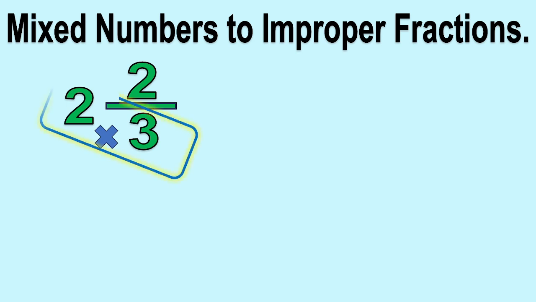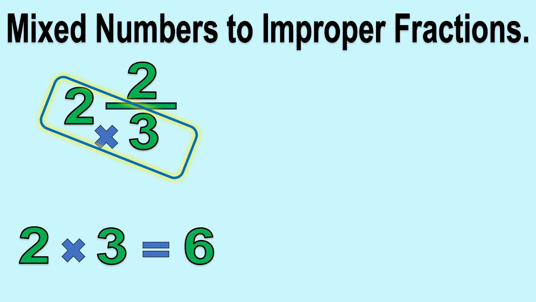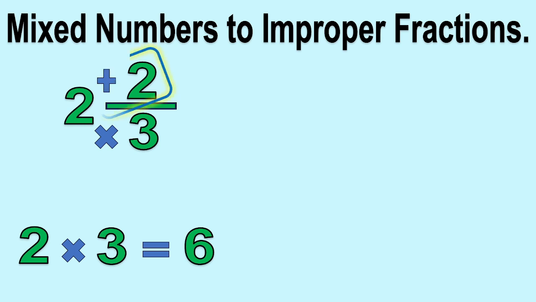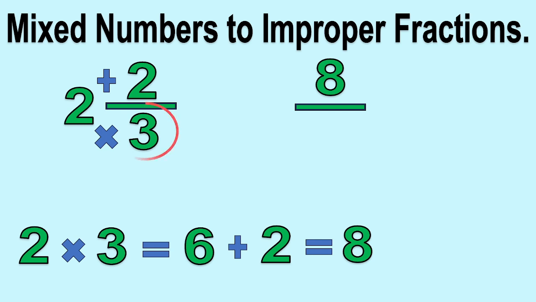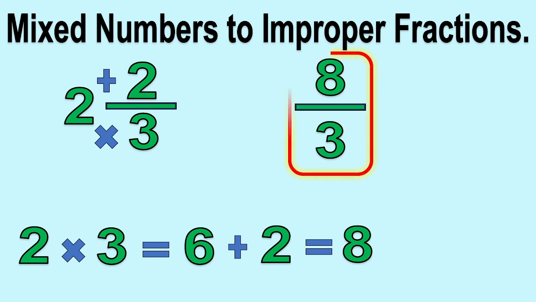2 times 3 equals 6. Then, add this product with the numerator. So, 6 plus 2 equals 8. That's going to be our numerator, 8. Then, copy the denominator here, 3. So, the answer is 8/3.